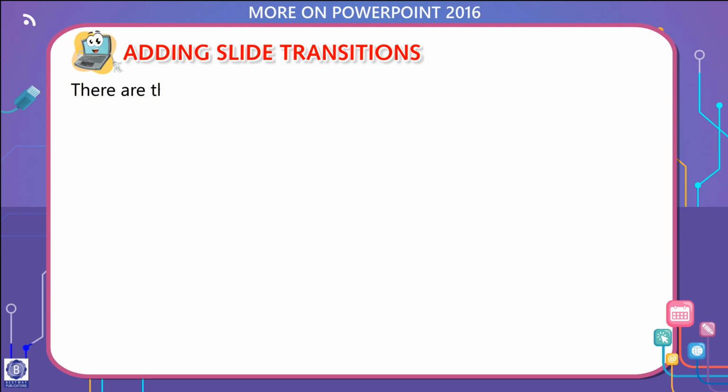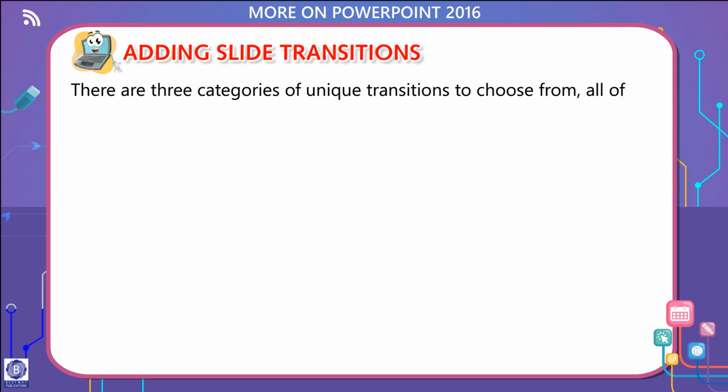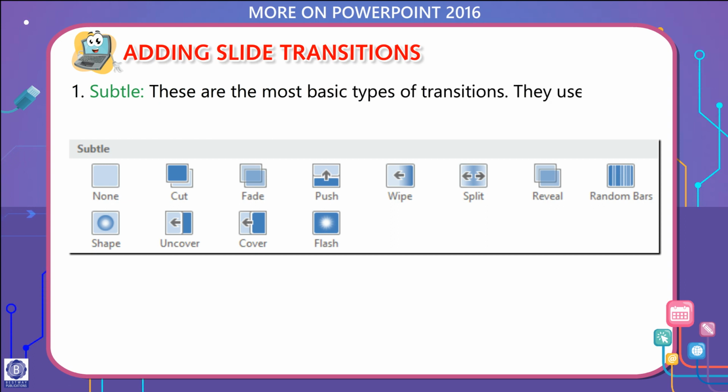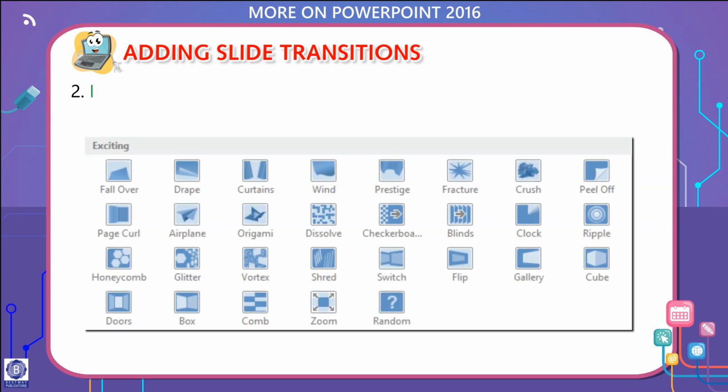Note: you can apply the same transition to all the slides of a presentation or choose different transitions for different slides. There are 3 categories of unique transitions to choose from, all of which can be found on the Transitions tab. Subtle. These are the most basic types of transitions. They use simple animations to move between slides.